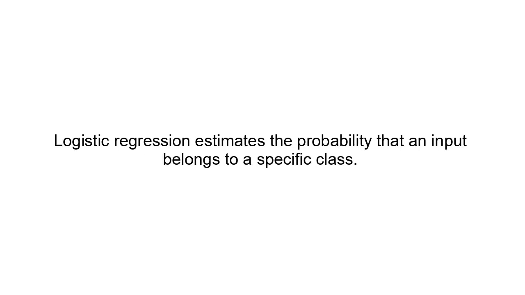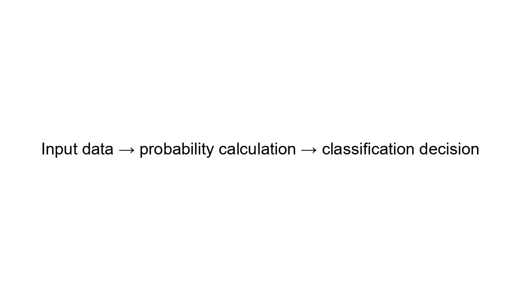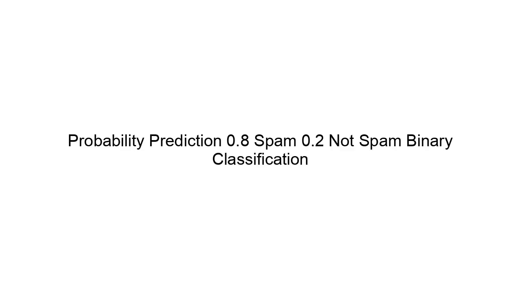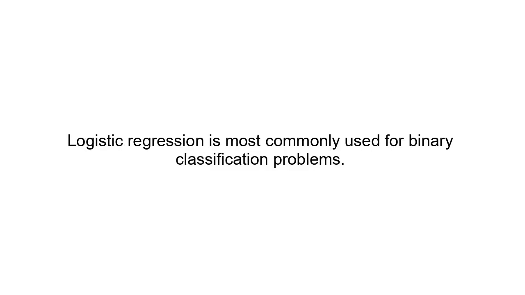How logistic regression works. Logistic regression estimates the probability that an input belongs to a specific class. Example concept: input data leads to probability calculation, which leads to a classification decision. If the predicted probability exceeds a certain threshold, usually 0.5, the model predicts the positive class. Example: probability prediction, 0.8 spam, 0.2 not spam.